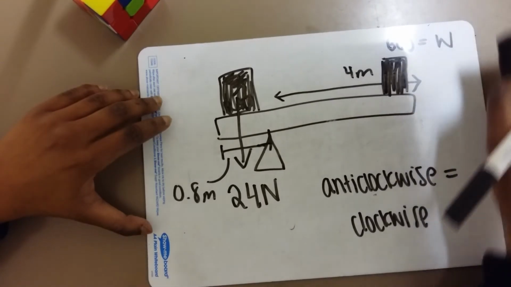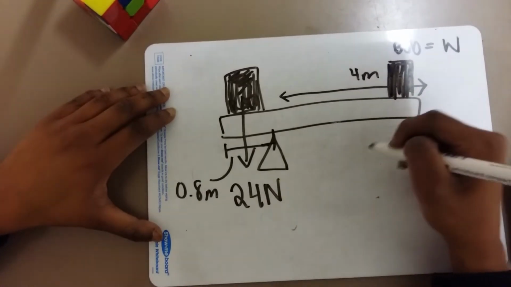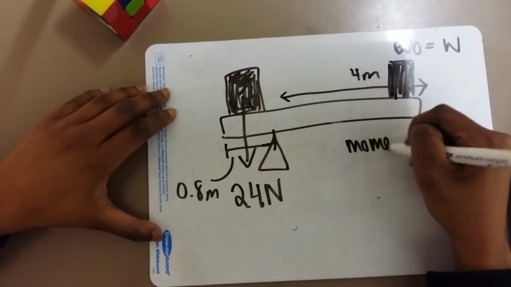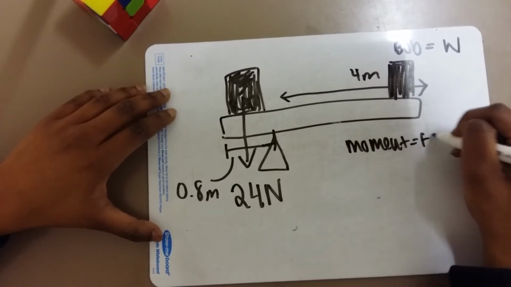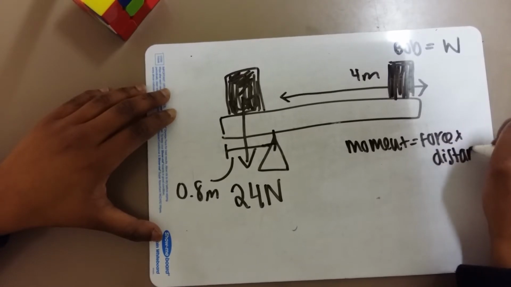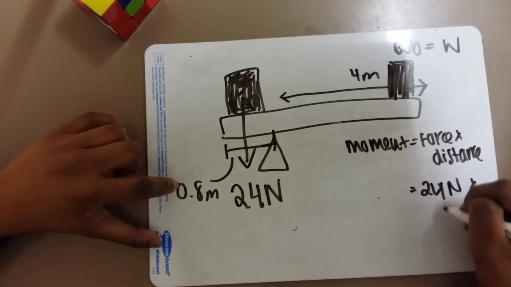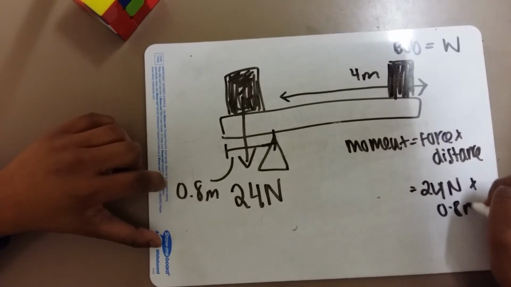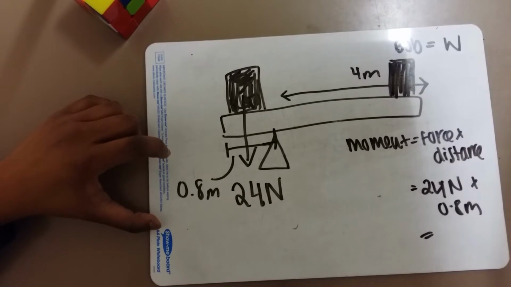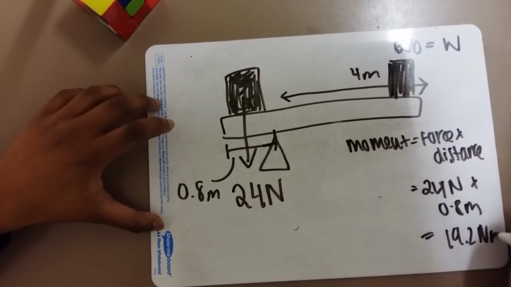Well, first you'd solve what the anti-clockwise moment is, and following the equation, that moment equals, in shorthand now, force times distance. We would do 24 newtons times 0.8 meters, which would give us a nice number of 19.2 Newton meters.